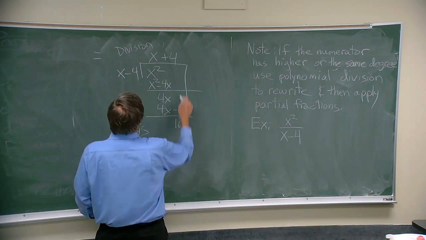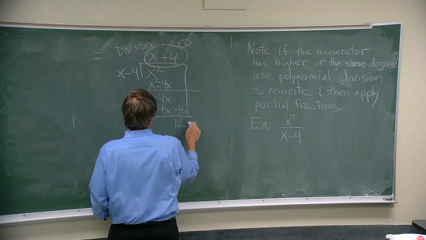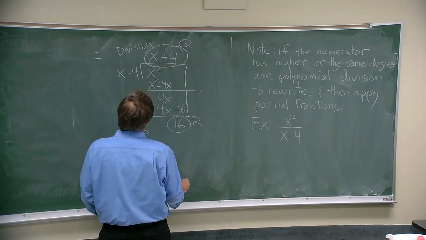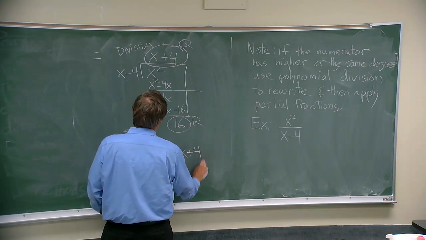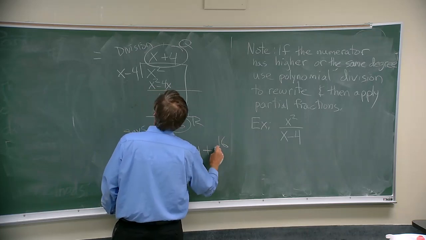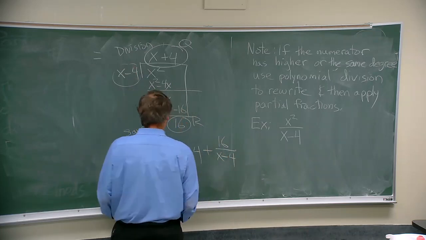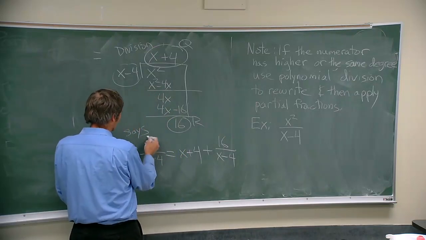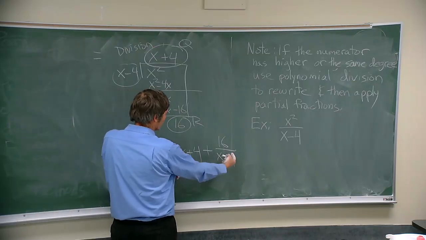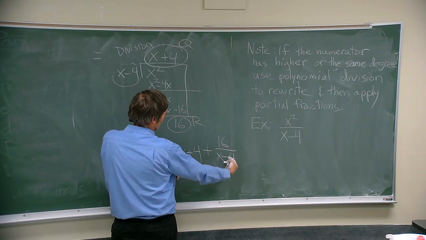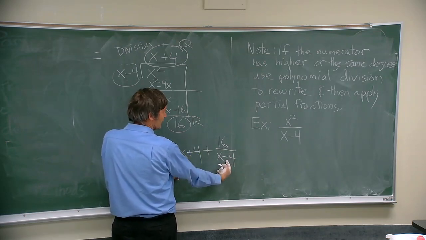Polynomial division says that the original quotient, x squared over x minus 4, is the quotient plus the remainder over the denominator. So it's x plus 4, the quotient that you get, plus the remainder, 16, over the divisor, x minus 4.